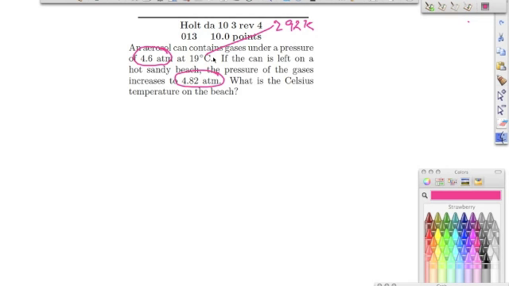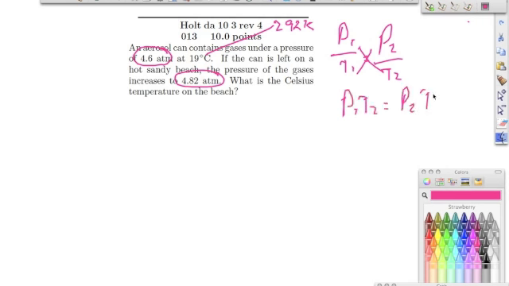Now you might be thinking, well, why didn't I just leave it in Celsius? Well, you cannot do math in Celsius. You have to do math in Kelvin. So when we're finished with this, we're going to end up subtracting 273 from it to get the Celsius temperature. Now the equation that we're going to be using is P1 over T1 equals P2 over T2. Remember, cross multiply here and we get P1 T2 equals P2 T1.